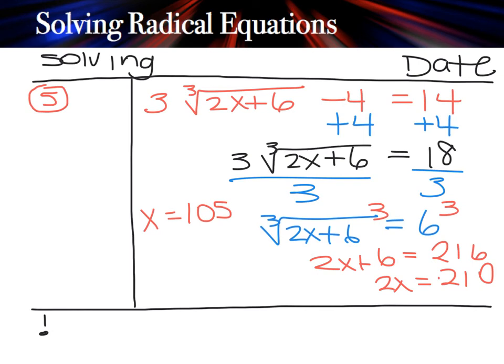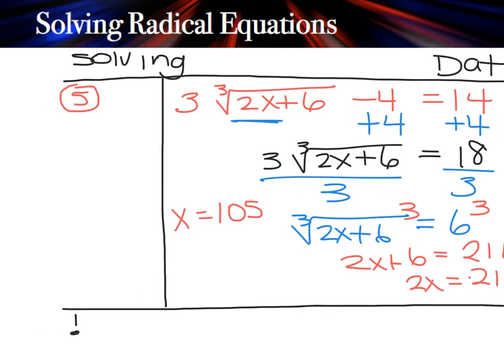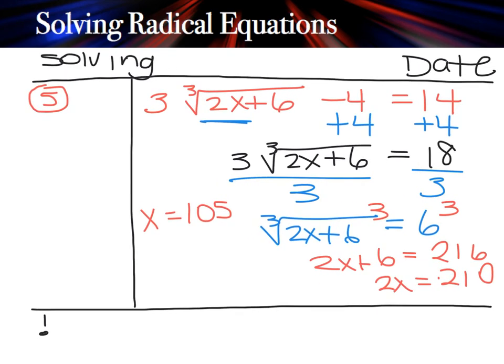I can go back and check, make sure that 105 will work, because I know that 105 will make 210 right here. And let's see here, 210 plus 6 is 216. The cube root of 216 is 6, and 6 times 3 is, right here, 18. 18 minus 4 is 14. So I am good with the answer of x equals 105. Okay, let's go on.